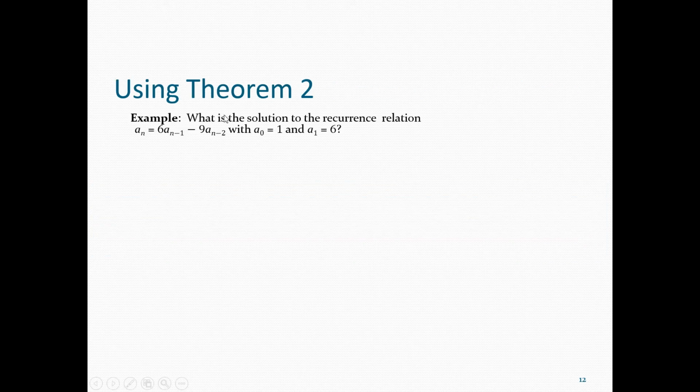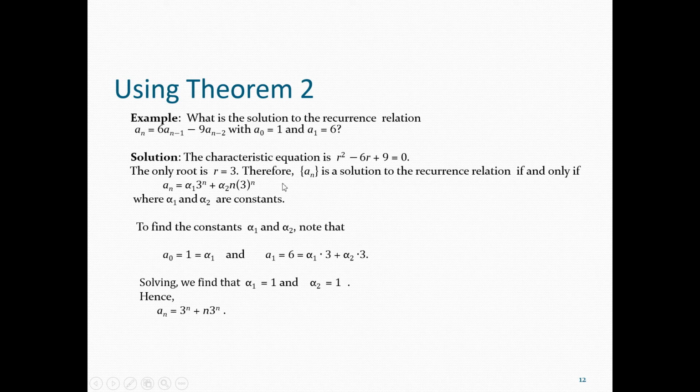So the question here is, what is the solution of the recurrence relation an is equal to 6 an minus 1 minus 9 an minus 2, where the previous two terms are used, therefore the degree of this relation is 2, and this is linear and homogeneous, with the conditions a0 is 1 and a1 is 6. Now theorem number 2 will be used because we have this characteristic equation and it has repeated roots, that is r is equal to 3.